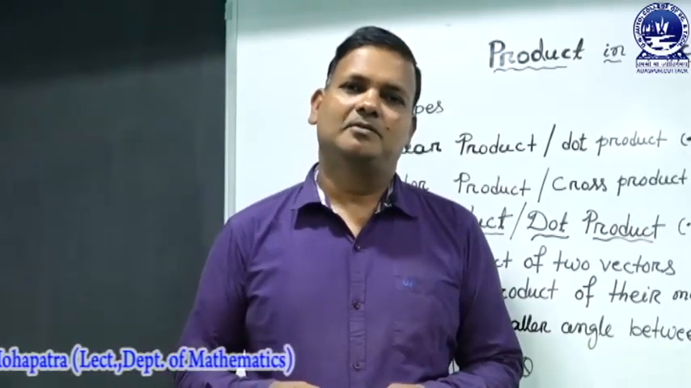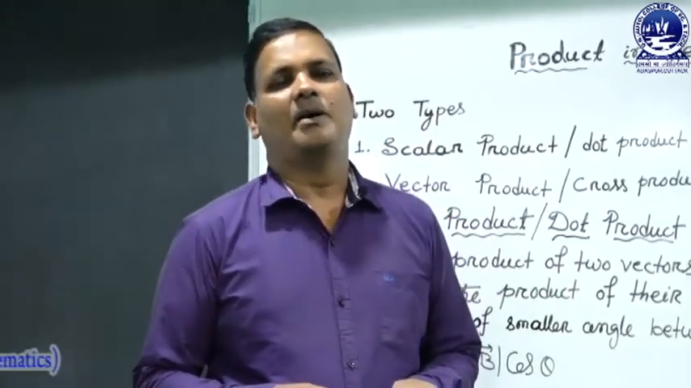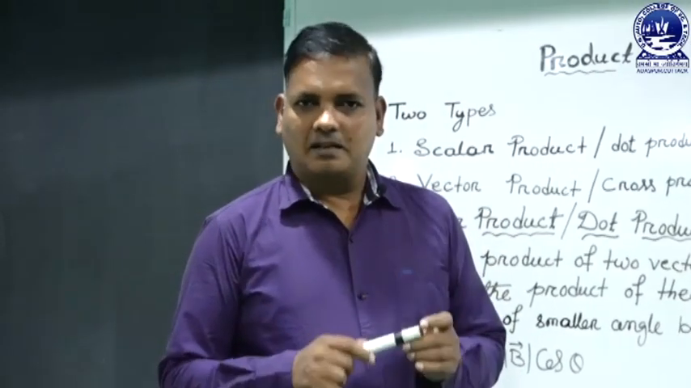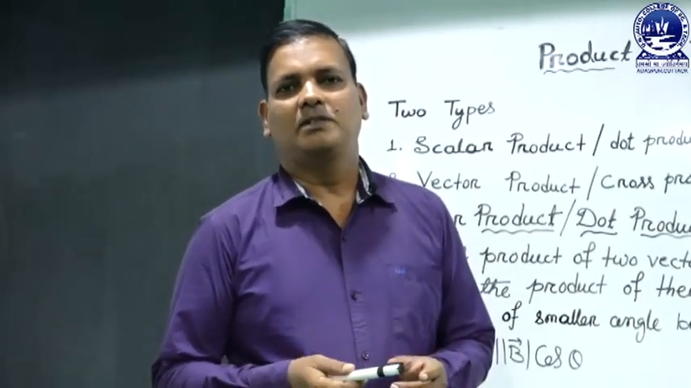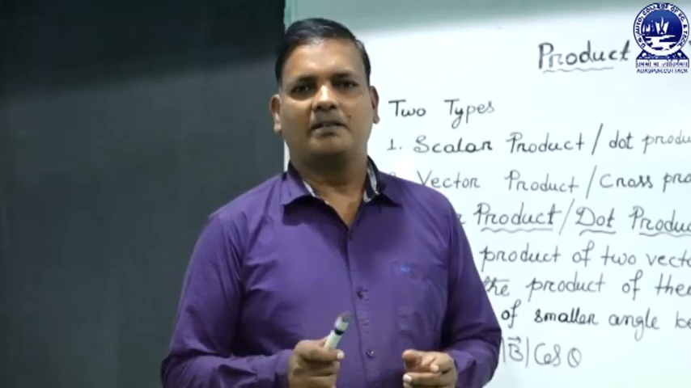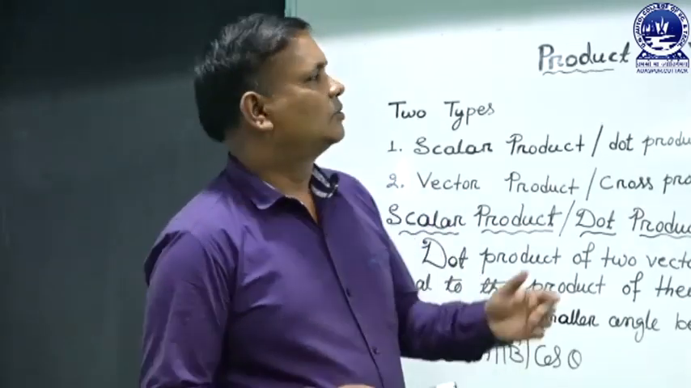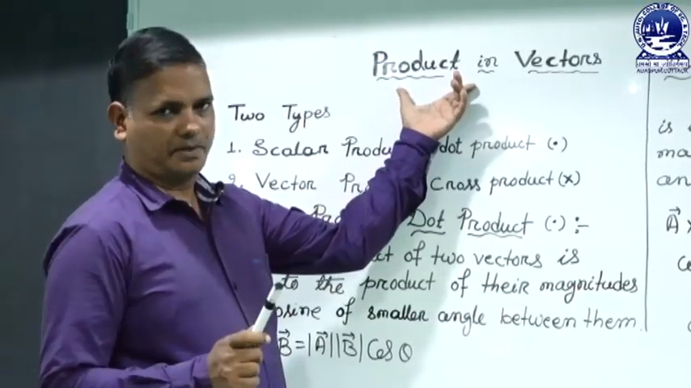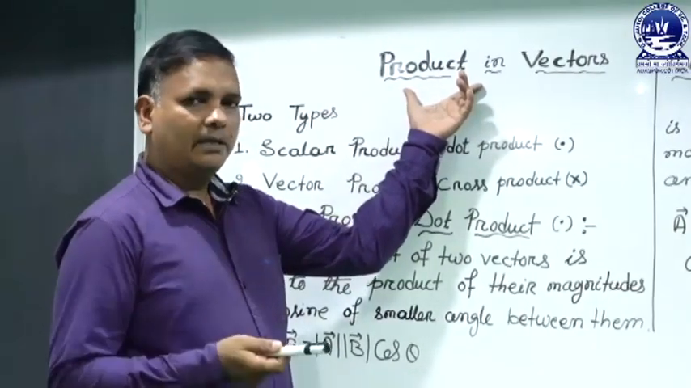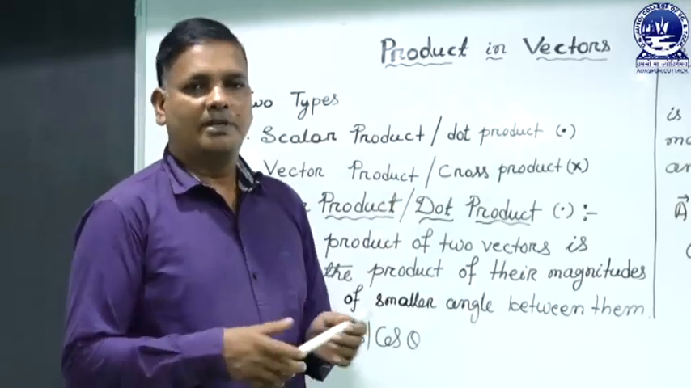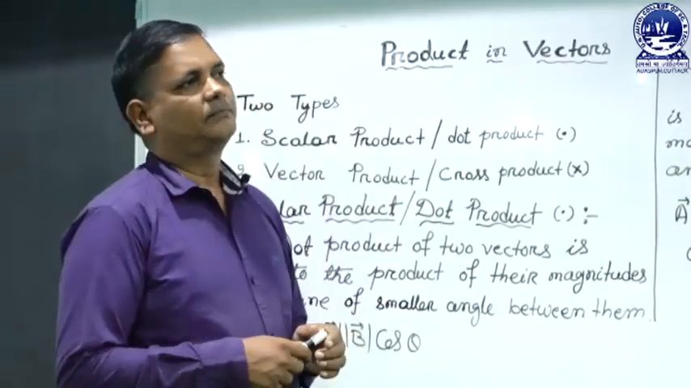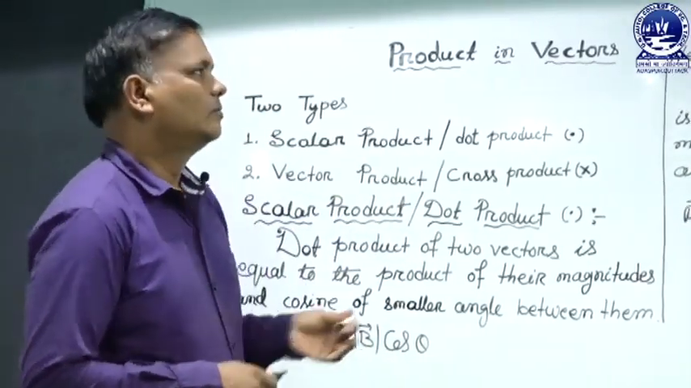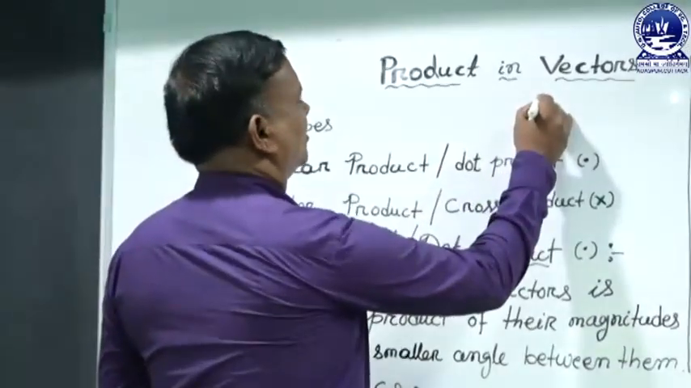In the last video we discussed vectors. Now we are going to talk about the product in vectors. So here we discuss the vector product, that is, when vectors are multiplied with each other. In general, we know that the product is one type.